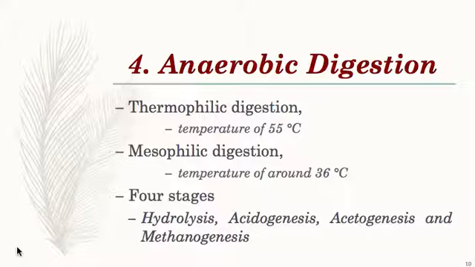And these four stages are hydrolysis, acetogenesis, and methanogenesis. Hydrolysis is a two-stage process combining high pressure boiling of the waste or the sludges followed by a rapid decompression. So this combined action sterilizes the sludge and makes it more biodegradable, which improves the digestion performance.